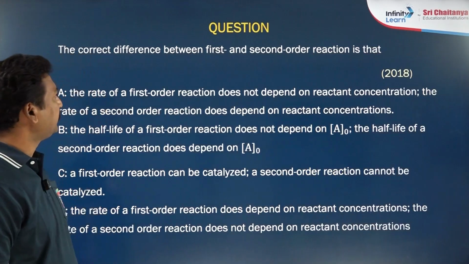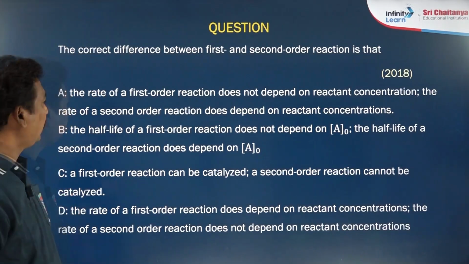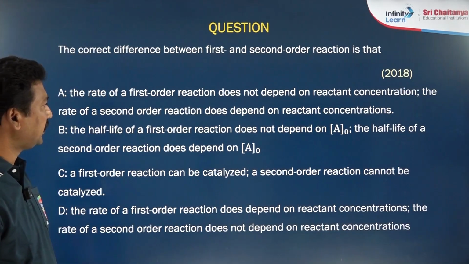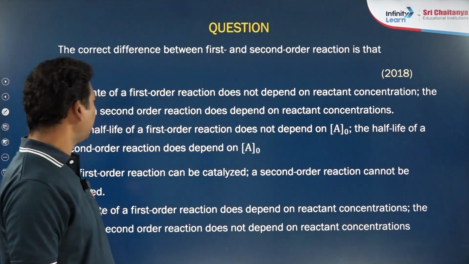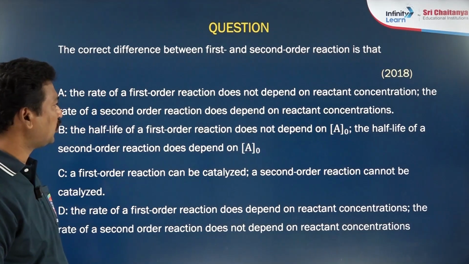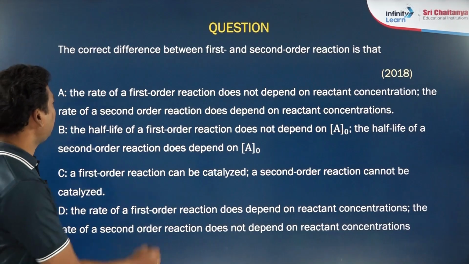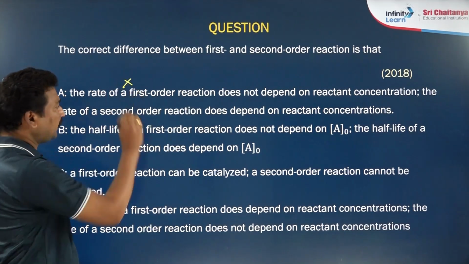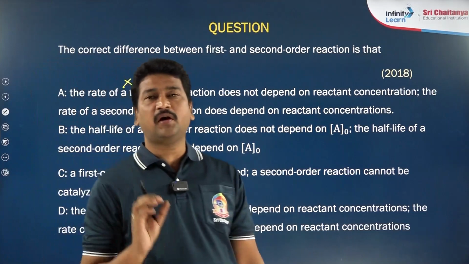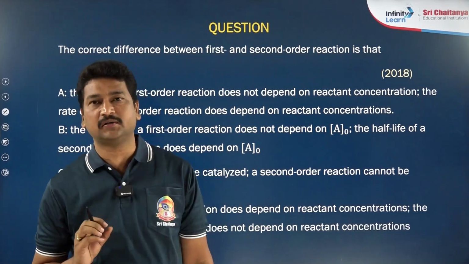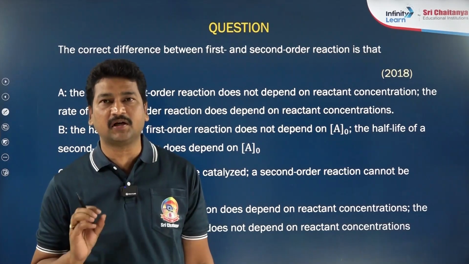Coming to the next one. The correct difference between the first and second order reaction is that the rate of a first order reaction doesn't depend on the reactant concentration, while the rate of a second order reaction depends on the reactant concentration. This is an incorrect statement, my dear students. Why? Because only for the zero order is the rate independent of the concentration. For the remaining, the rate depends on the concentration.